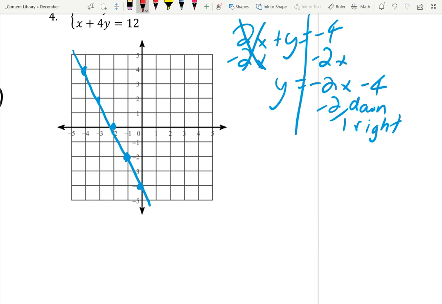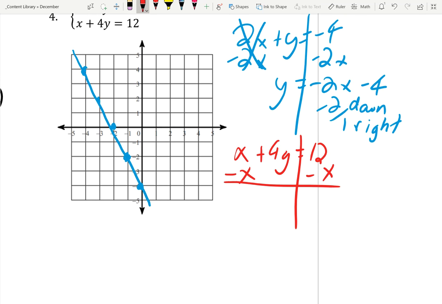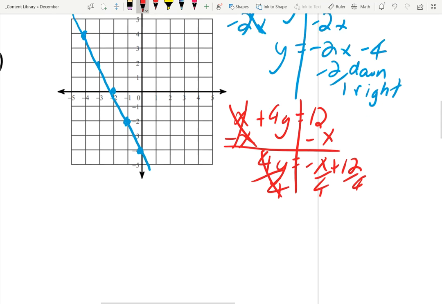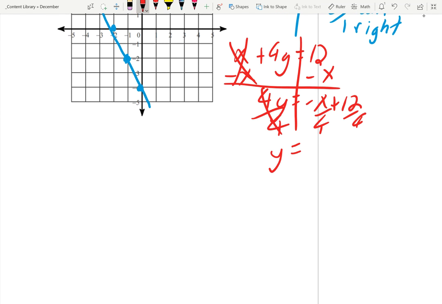And now the second equation. We have x plus 4y equals 12. So we're going to move the x term, so subtract x. This is 4y equals -x plus 12, and then divide by 4. So this ends up having y equal to -1 over 4x plus 3.